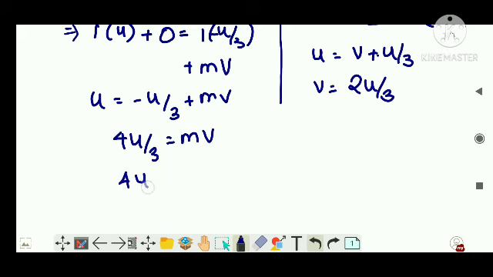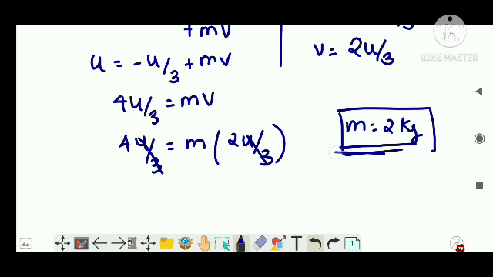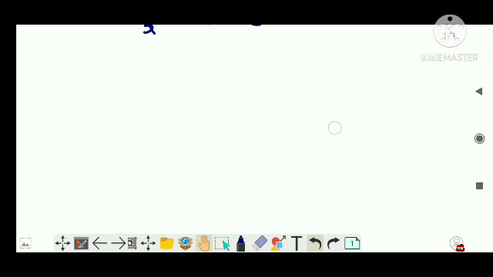So 4u by 3 is equal to m into 2u by 3. So u by 3 cancels. So you will get mass m as how much? 2 kilogram. See, this is how you do the question. Clear? Not a big deal, right? These are very simple questions regarding collisions, perfectly elastic collision.